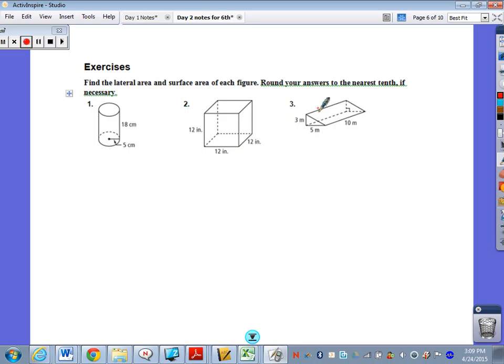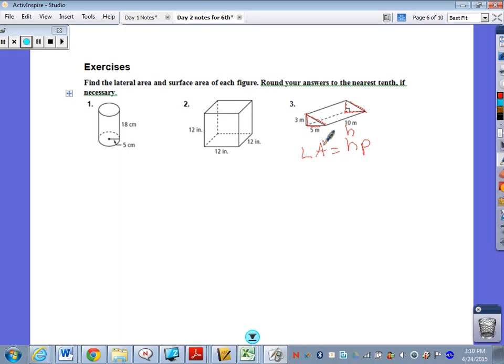I'm going to do number 3, the triangular prism. So you're going to come back and do 1 and 2 after the video. So for number 3, we have a triangular prism. The reason it's a triangular prism is because the two bases, the parallel congruent sides, are triangles. So for lateral area, again, we use the prism one for all prisms, which is HP, and the height is 10 because it's the distance between the two bases.